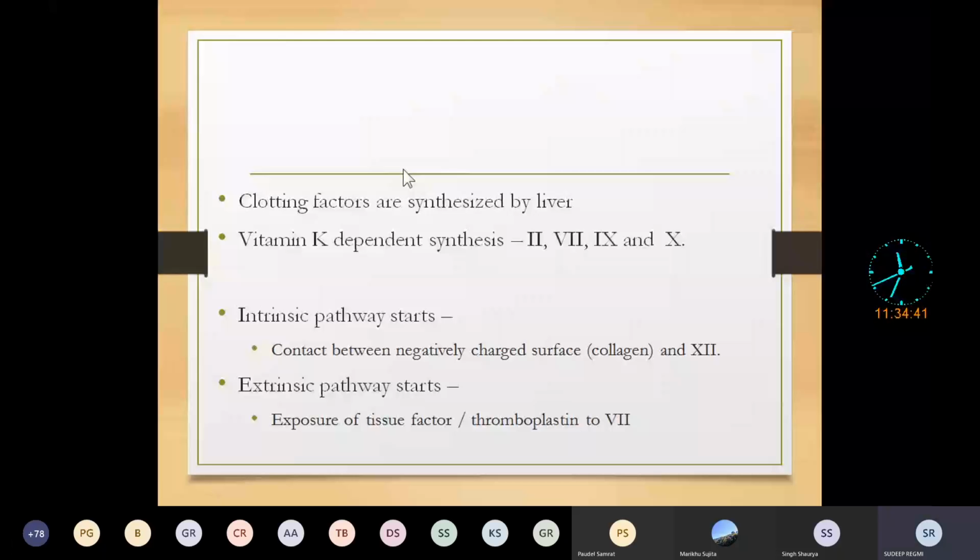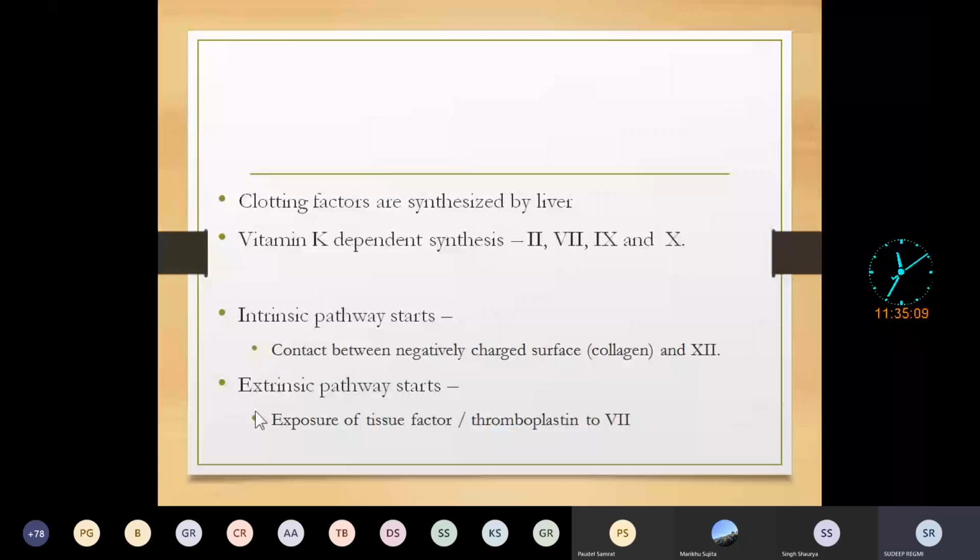Okay, so these proteins are being synthesized in the liver, and there are vitamin K dependent clotting factors, which are 2, 7, 9, and 10. The intrinsic pathway starts with a contact between the negatively charged surface, collagen, and factor 12, whereas the extrinsic pathway starts after the exposure of the tissue factor or thromboplastin to factor 7.